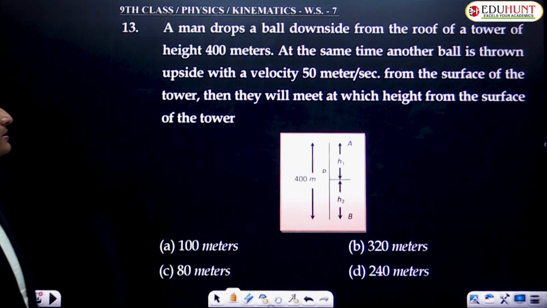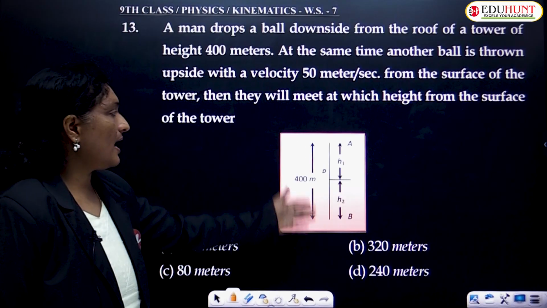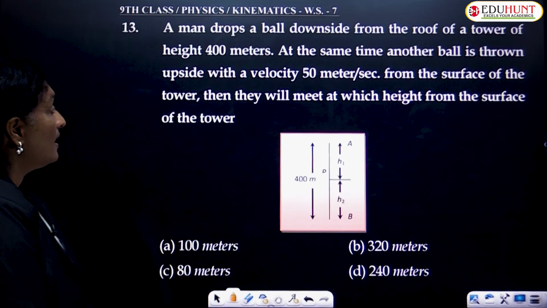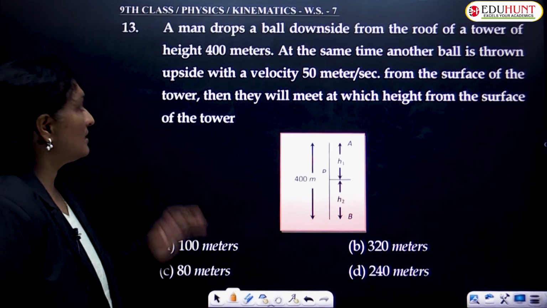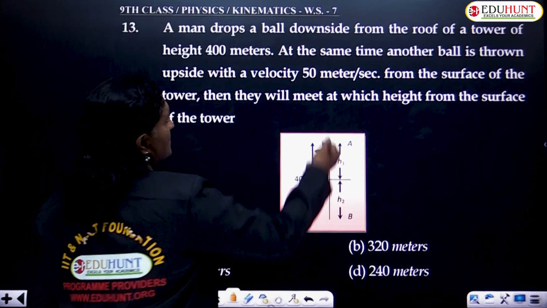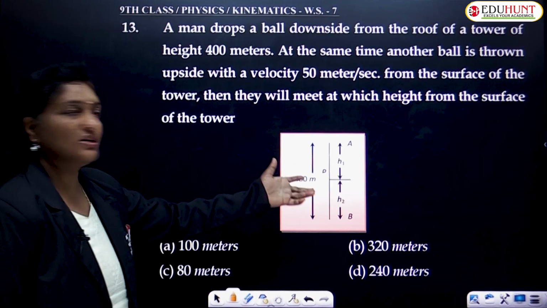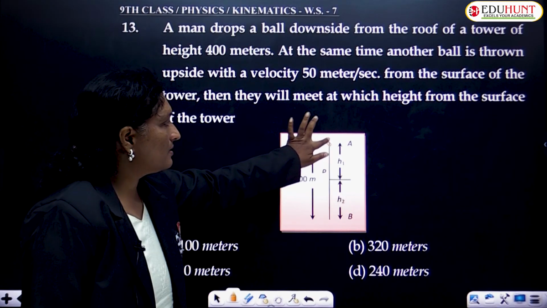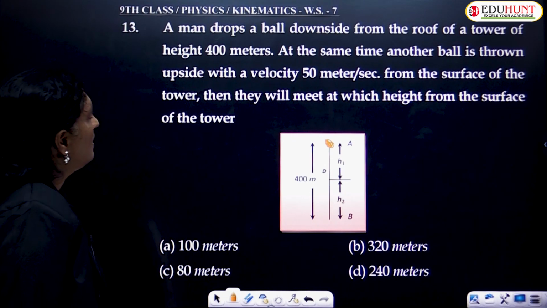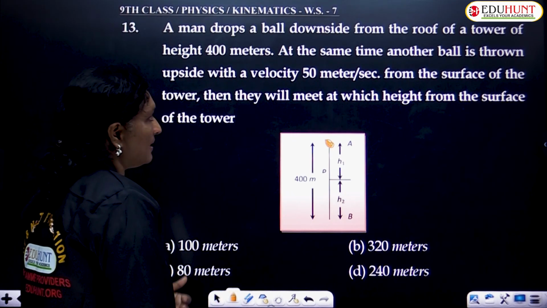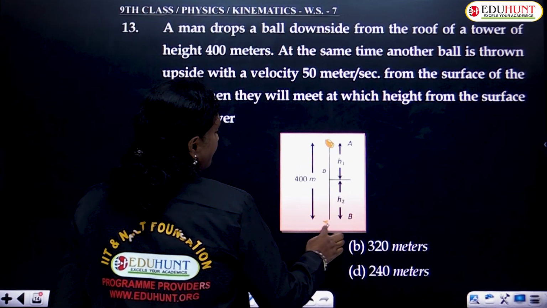A man drops a ball downwards from the roof of a tower of height 400 meters. The tower height was given how much, children? 400 meters. At the same time, another ball is thrown upwards with a velocity of 50 meters per second. So, first case, a man drops a ball in the downward direction. Height was given as 400. They have only given the picture. So, from here, the ball was being dropped. Well, downward motion, and height was given as 400 meters. At the same time, simultaneously, another ball is thrown upwards with a velocity of 50 meters per second.